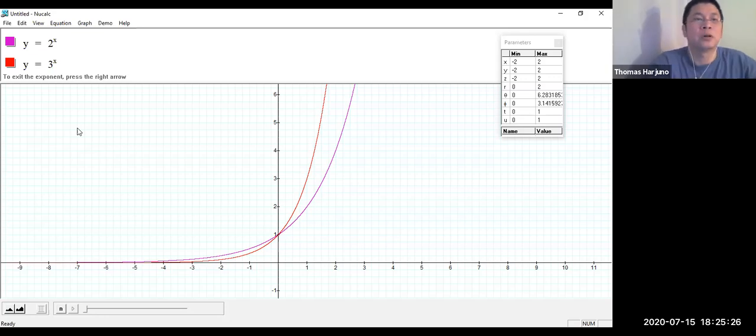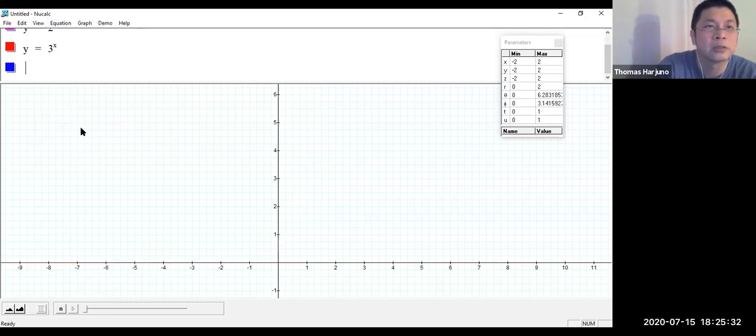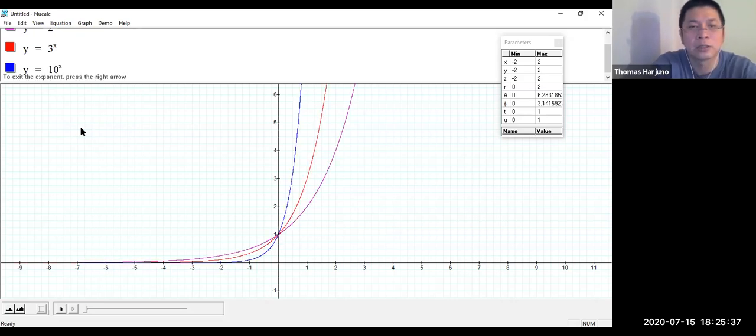Now if I exaggerate that, let's say to y equals 10 to the x, you see that 10 to the x, the blue one, actually explodes to infinity a lot faster, but at the same time goes down a lot faster.